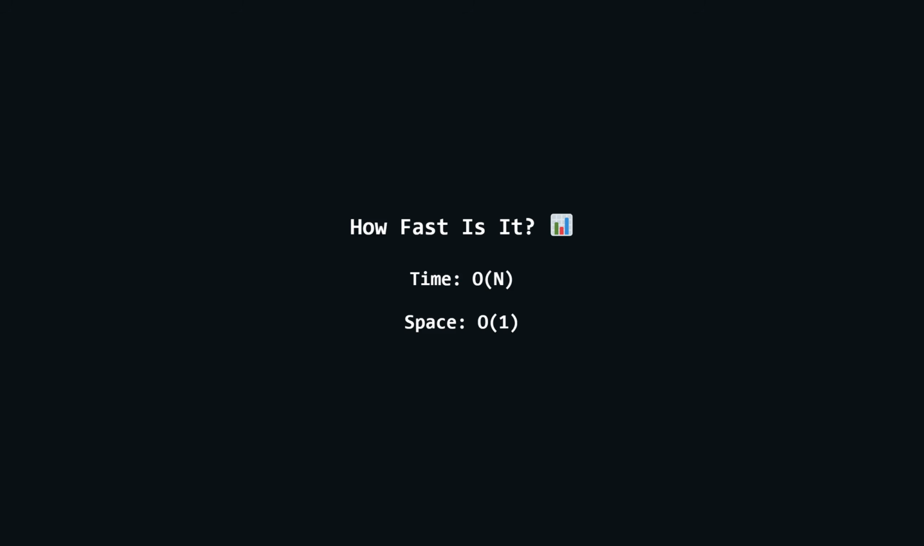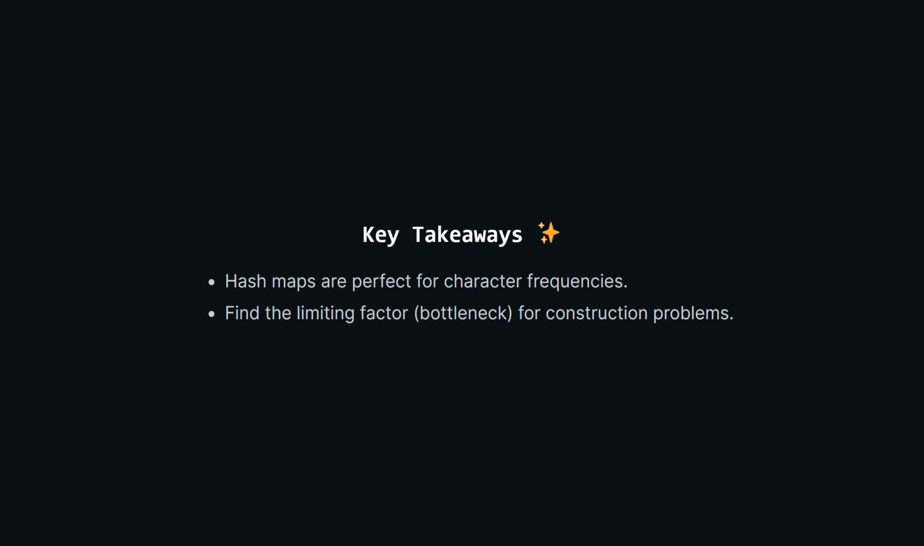For complexity, the time is order n, where n is the length of the string, because we only iterate through the text once to count the letters. The space is order 1, because our hash map only ever stores at most 26 lowercase English letters, which is a constant size. The main takeaways here are that hash maps or dictionary counters are perfect for counting characters, and you should always look for the limiting factor in problems where you have to build something from parts.